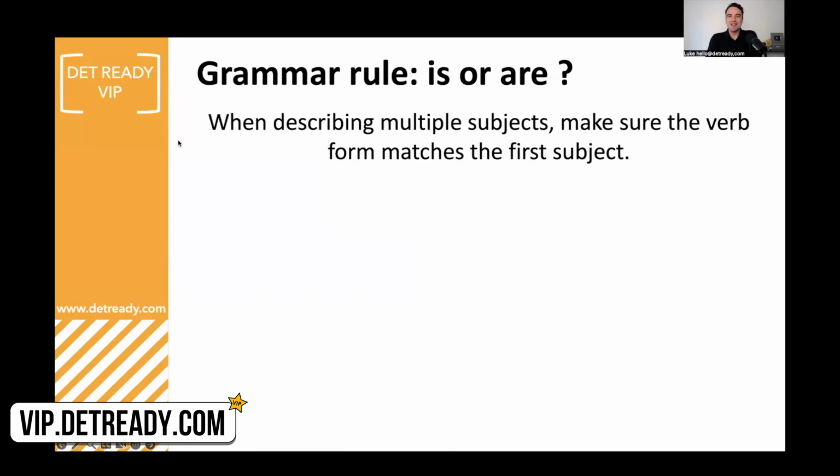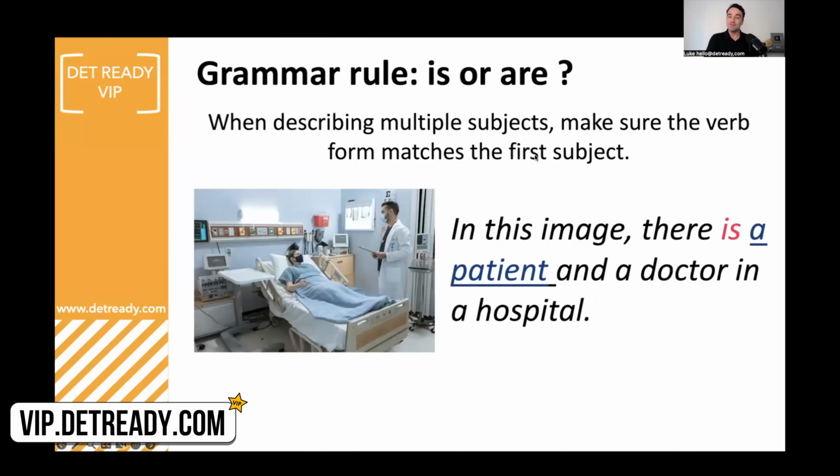It's difficult to explain. So here is the simple rule. When describing multiple subjects, you got to make sure that the verb form matches the first subject. Now, the first subject is the most important one. In this case, the first subject is a patient. A patient is the first subject, so the verb form, plural or singular, needs to match up with the first subject. That's kind of the key point. Using are just doesn't work here. It makes it sound very awkward because we use is just for singulars, right?